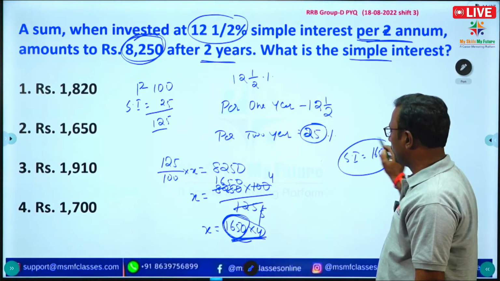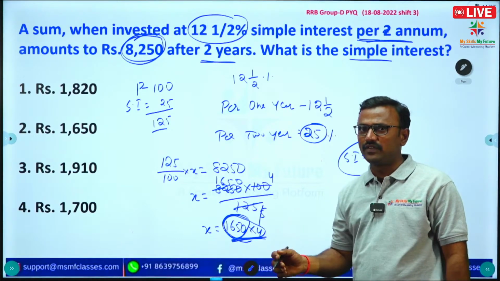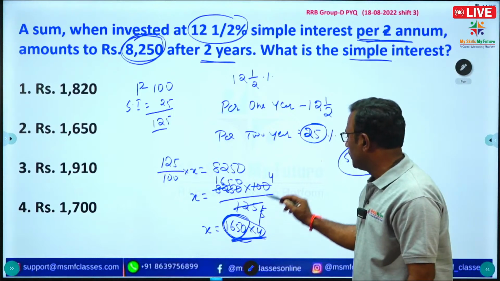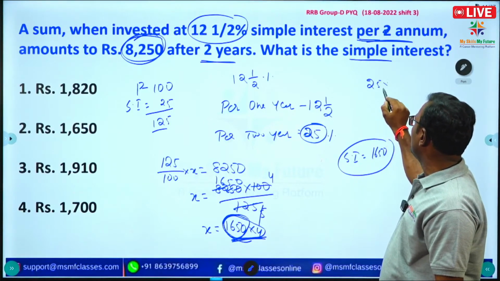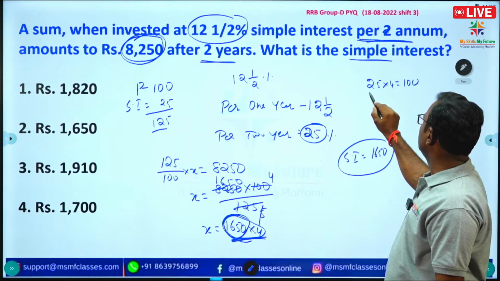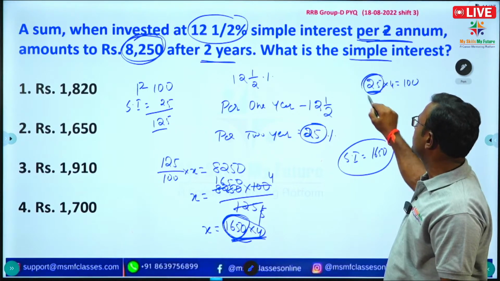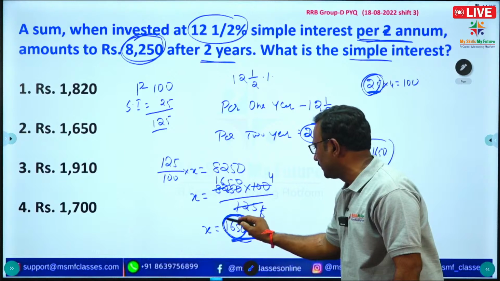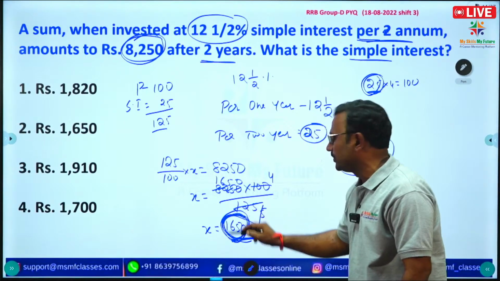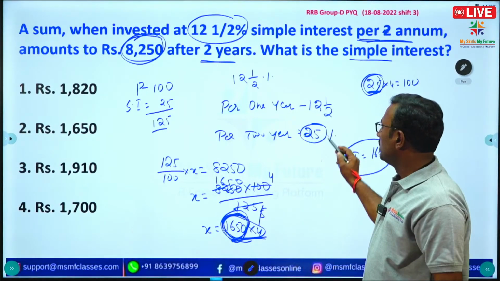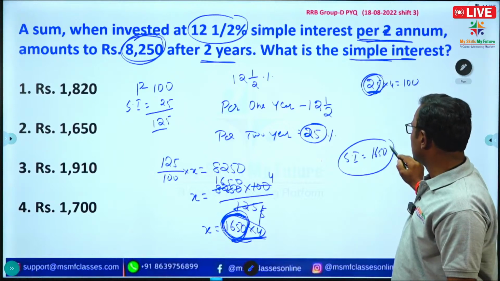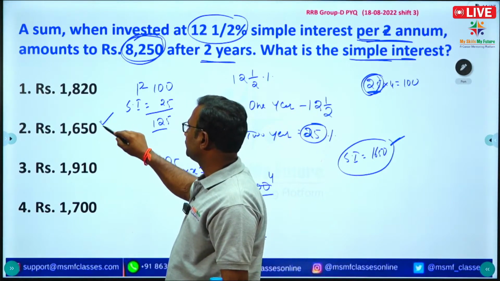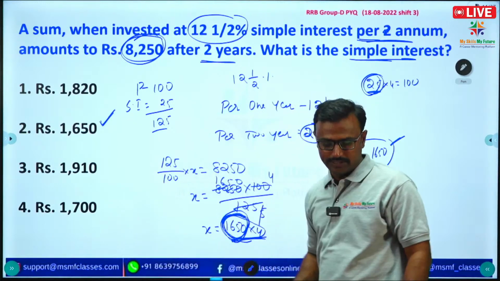No need to multiply 1650 into 4 and then add 25% again. Just see: 25 into 4 we get 100, so this value is nothing but 25%. So 1650 into 4 we get 100%, which means 1650 is nothing but 25% of x. We need to find the simple interest, so 1650 is the simple interest. See, option 2 is correct. Okay, right. Next question.